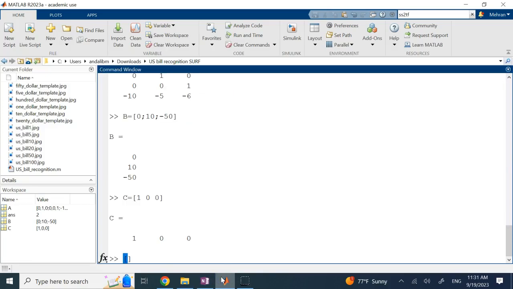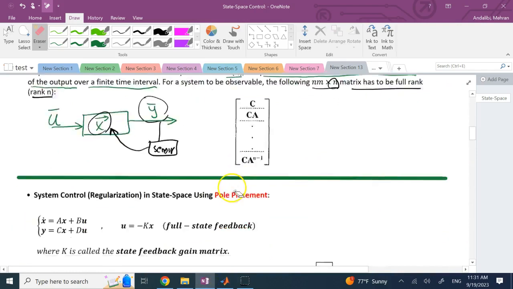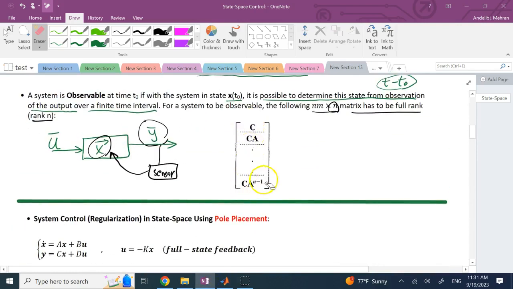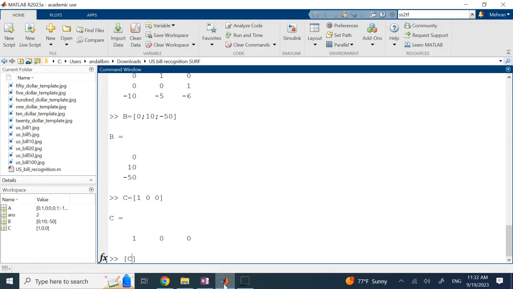Now we need to form the augmented matrix, which is C, then CA, and CA squared. Since n is 3, the maximum you go down is CA squared. So you go C, and below that you get C times A, and below that you get C times A squared. This is your matrix. Clearly you see it's rank 3 already. It's the identity matrix. It's rank 3, so this system is absolutely observable.